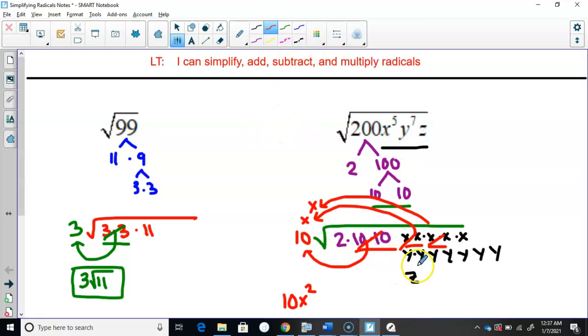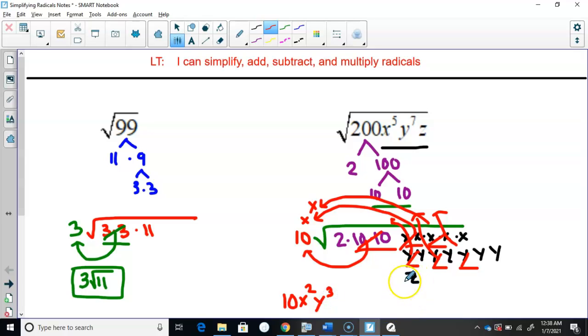Now let's look at the y's here. I have one pair of y's, two pairs of y's, three pairs of y's. So 3 y's get to come out. It's looking a little messy. I don't like that. I'm sorry. When those 3 y's get to come out here, I multiply those all together. So y times y times y gives me y cubed.